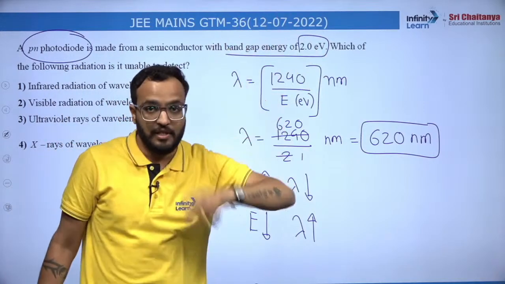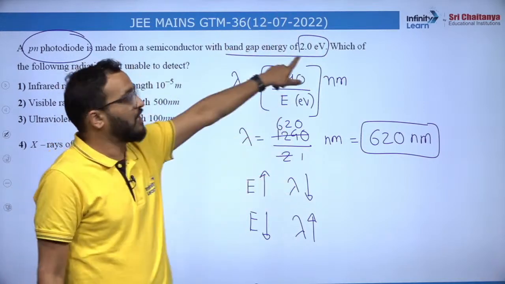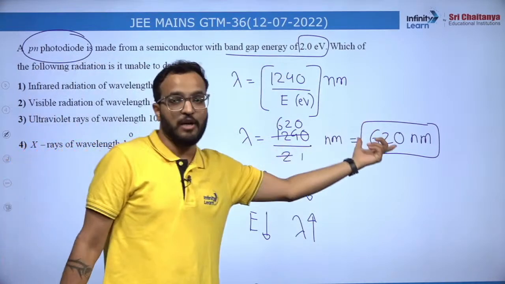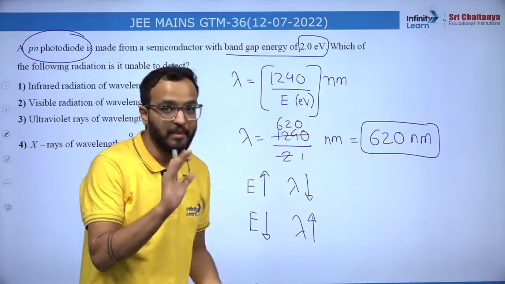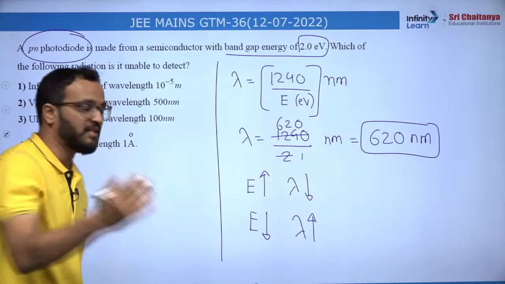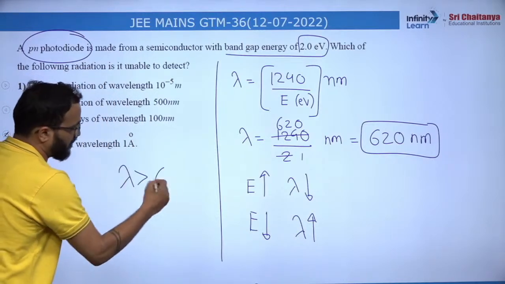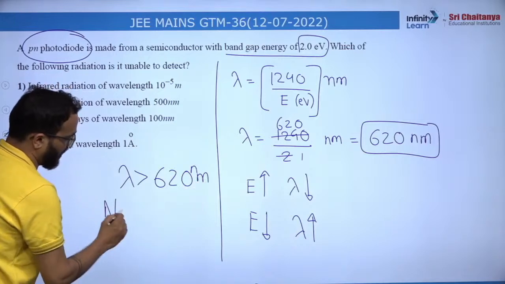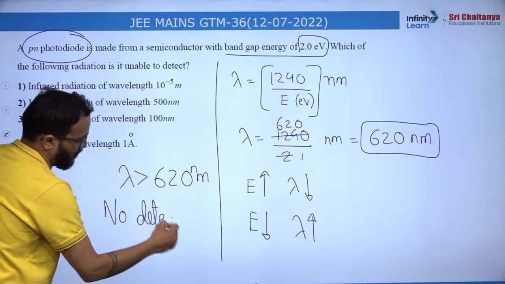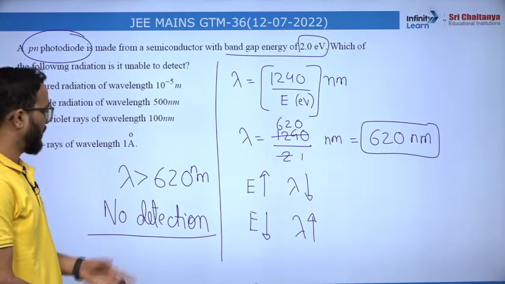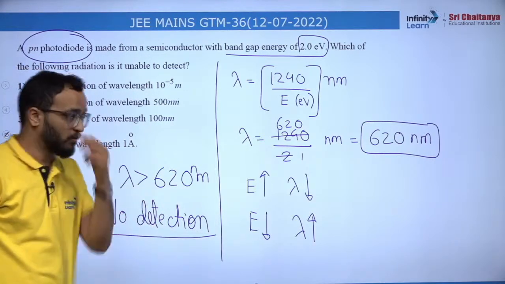If the energy is less than 2 electron volts, or the wavelength is greater than 620 nanometer, it will not detect that particular photon. Okay, so if the wavelength is greater than 620 nanometer, then you will say no detection. No detection. Got it? This is the point of no detection, so let's check.